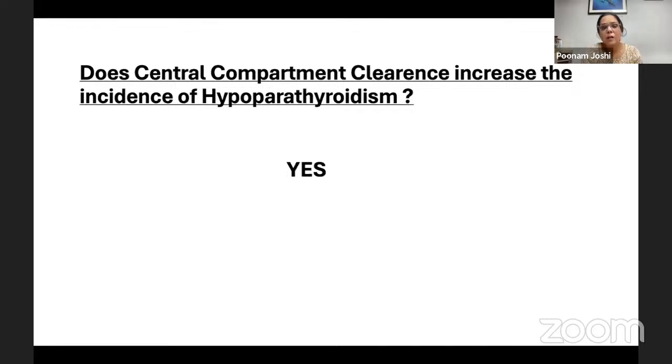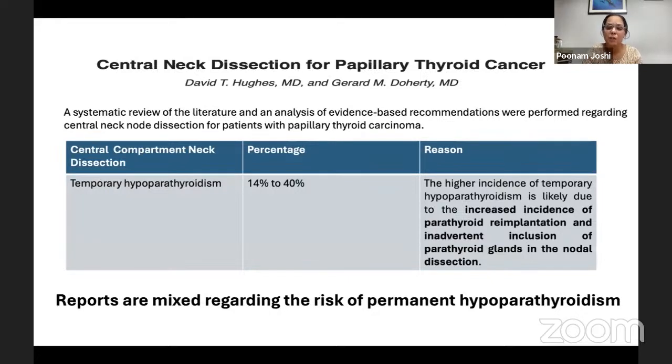Again, we all know that central compartment clearance will increase the chances of hypoparathyroidism. The debate is, will there be more permanent hypoparathyroidism? Usually the temporary, we all know, the more dissection in the central compartment, the more positive neck nodes there are going to be, unilateral, bilateral. It will affect the vascularity of the glands. And it will depend upon if you have auto-transplanted the parathyroid glands. So it will depend upon all those things.